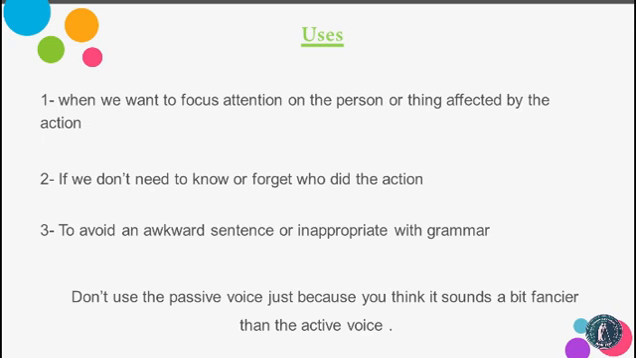Secondly, if we don't need to know or we forget who did the action.